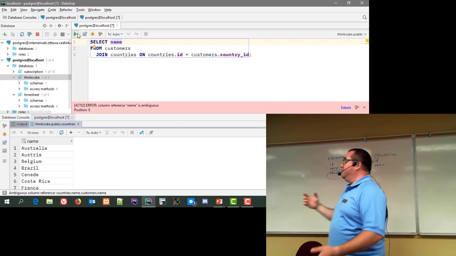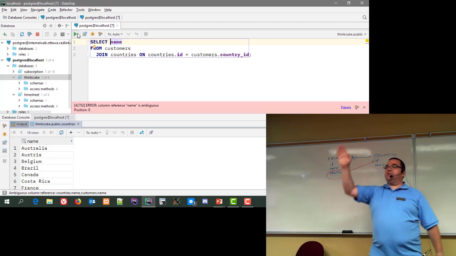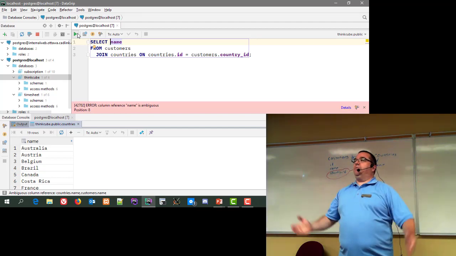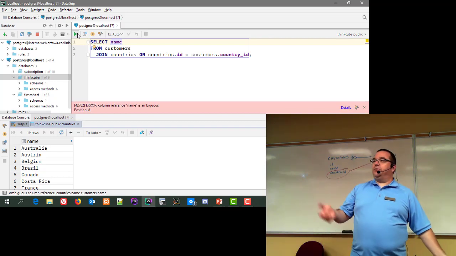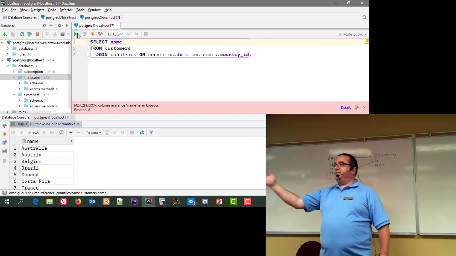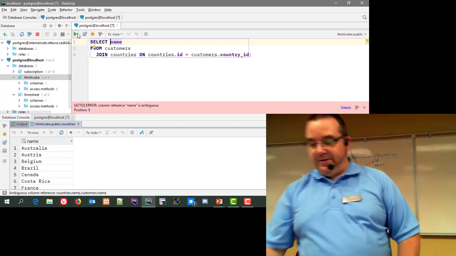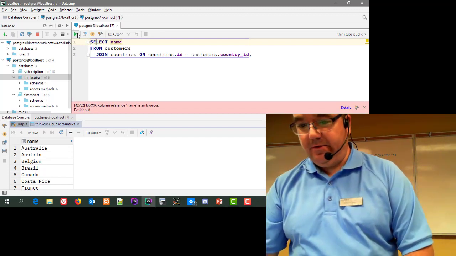Why is it not clear? If I look at this diagram right here, I've got the name in two places. What it's telling you is, dude, which name do you want? How many times have you been told as a person by your SO, what is it that you want? Be clear. Right? I want to eat. What do you want to eat? Food. Okay, let's be a bit more precise.